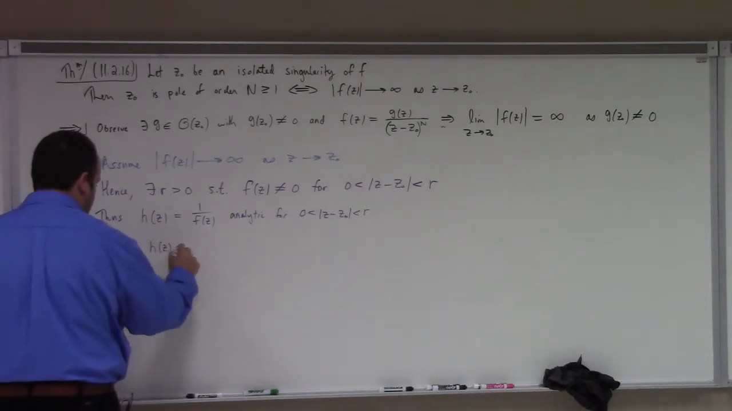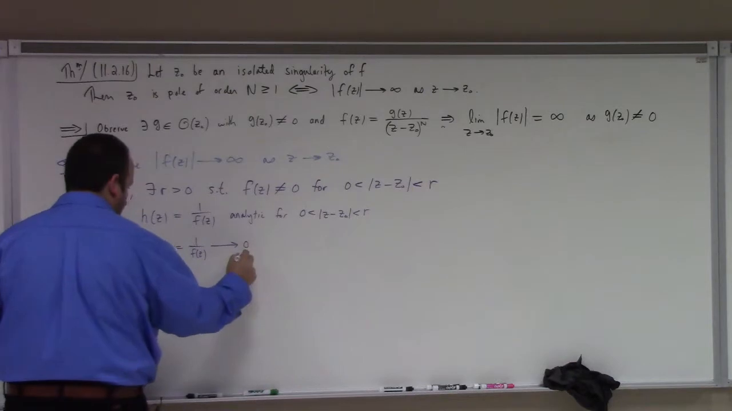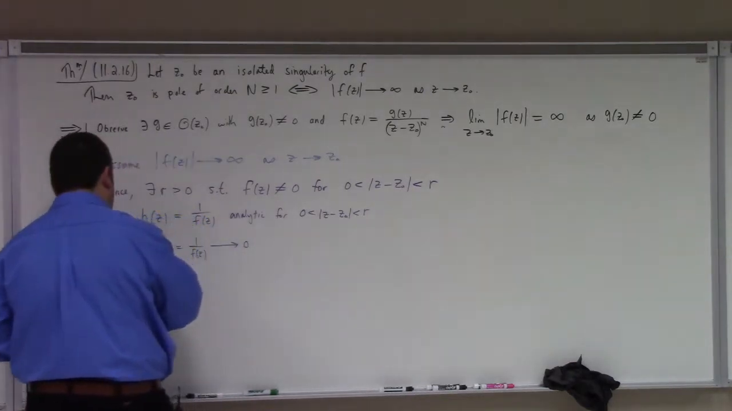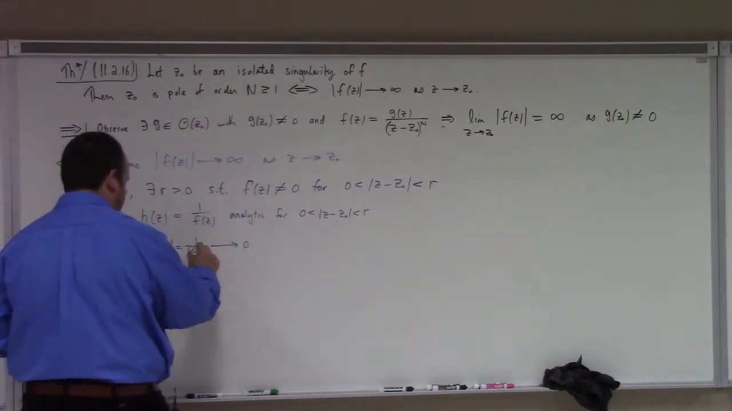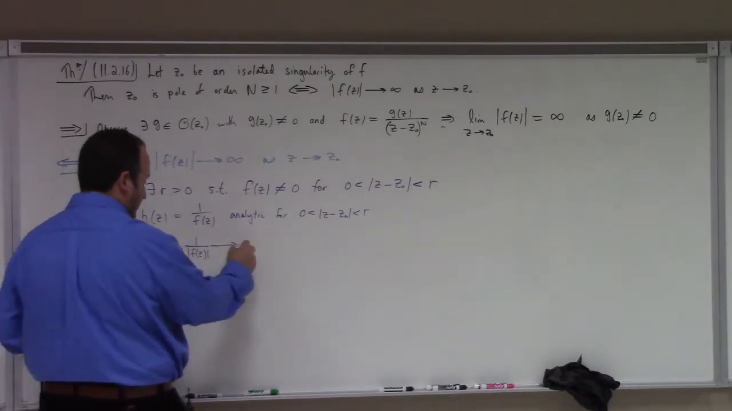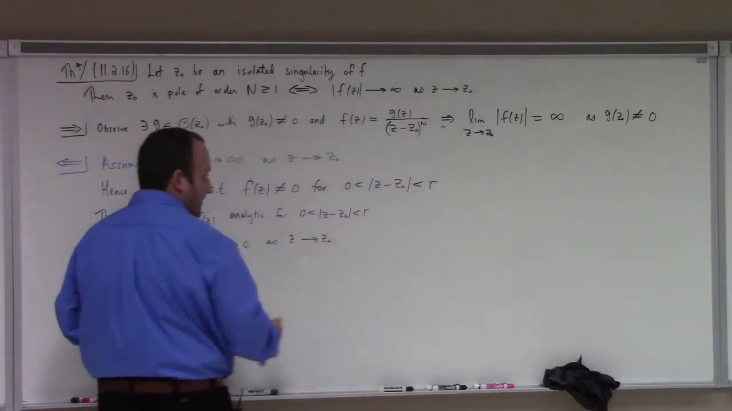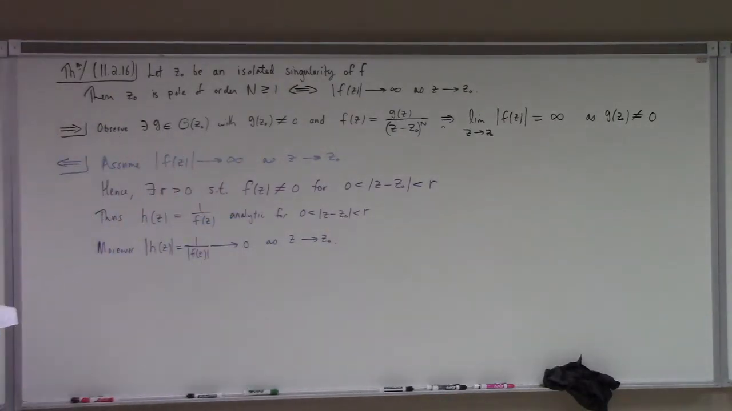h of z equals 1 over f of z goes to 0, right? If we look at the modulus of h of z, 1 over the modulus of f of z. So if that goes to infinity, then 1 over it goes to 0, right? Using the interplay between limits at infinity and limits at 0, limits that go to infinity versus limits that go to 0, as we've learned since Calculus 1.